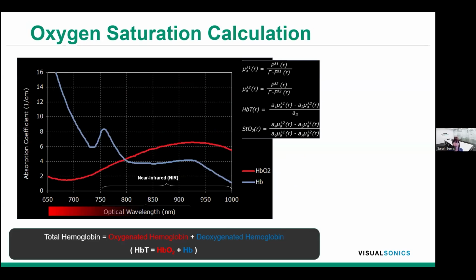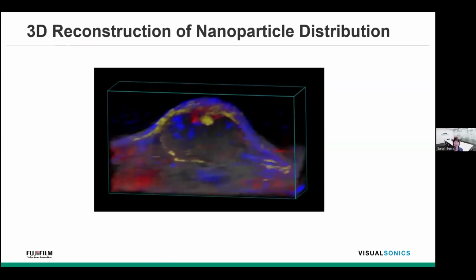For the example of hemoglobin, we can do what's called unmixing for these signals to then display highly oxygenated areas of the tumor, shown here in red, versus other areas that don't have a lot of oxygen concentration, displayed in blue, as well as where a nanoparticle has distributed throughout the tumor, depicted here in yellow.